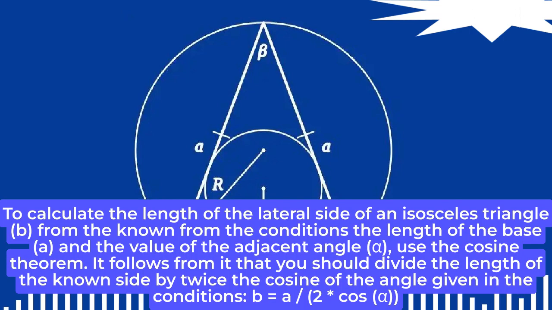Step 1. To calculate the length of the lateral side of an isosceles triangle, B, from the conditions the length of the base, A, and the value of the adjacent angle, alpha, use the cosine theorem. It follows from it that you should divide the length of the known side by twice the cosine of the angle given in the conditions: B equals A/(2*cos alpha).